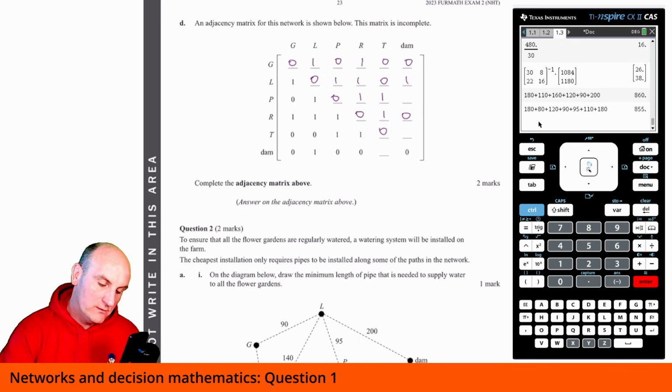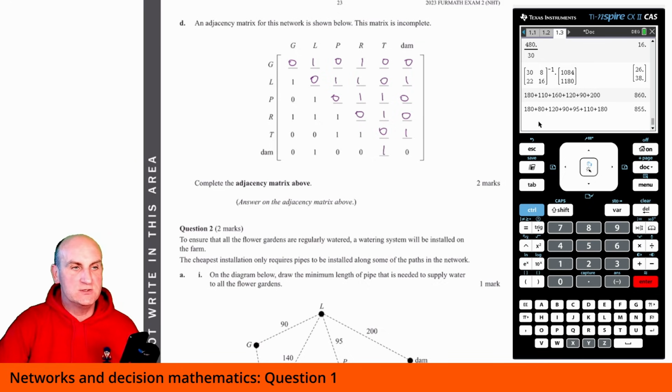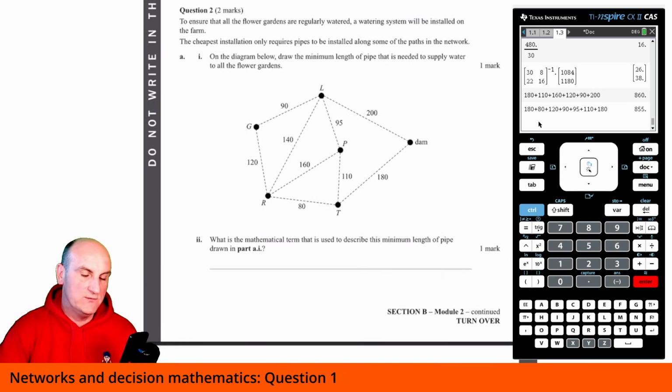0, 0, 0, 1, 1. That's got to be a 0. And then what have we got here? So 0, 1, 0. Very exciting. So let's see, dam to T. Dam to T does have a 1, and that's going to be a 1 there as well, if it's symmetrical. Let's just see. Check. 0, 0, 1, 1, 0, 1, 1, 1, 1, 0, 1, 0. Yep, that seems to work for me. All right, moving on. Question number 2.